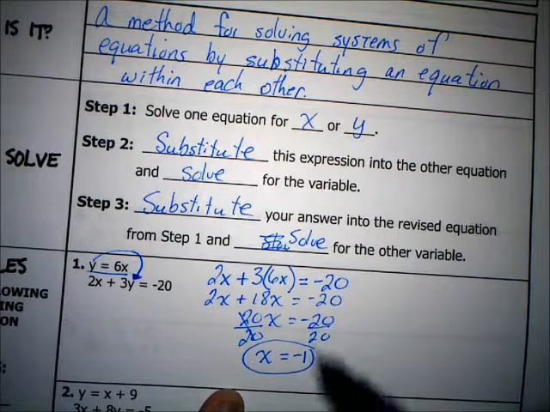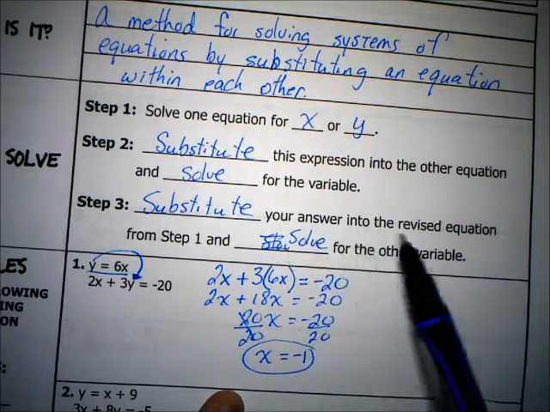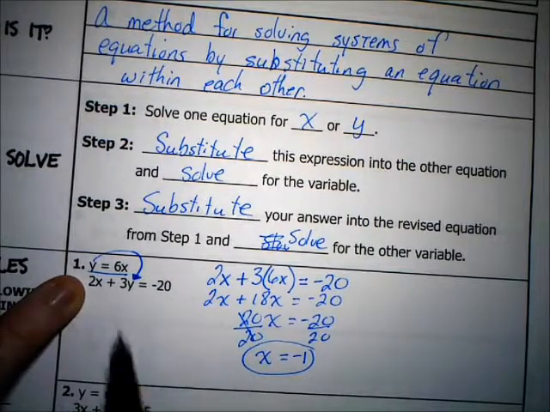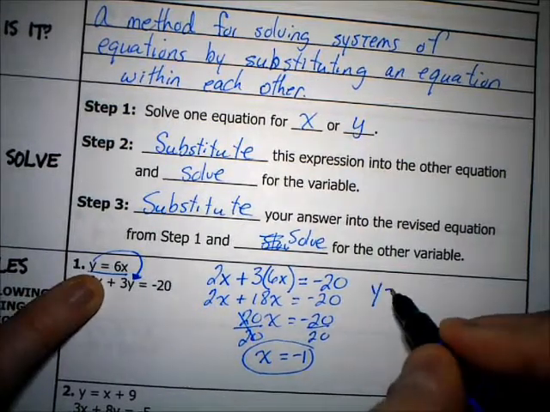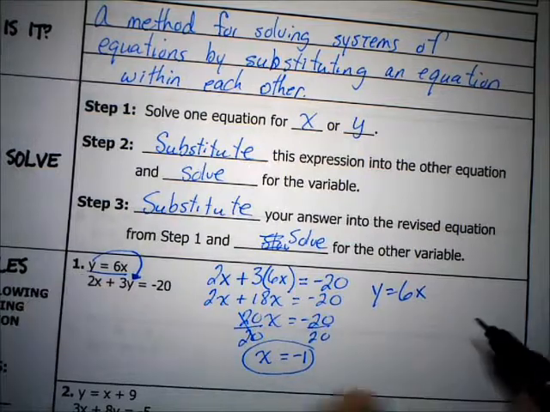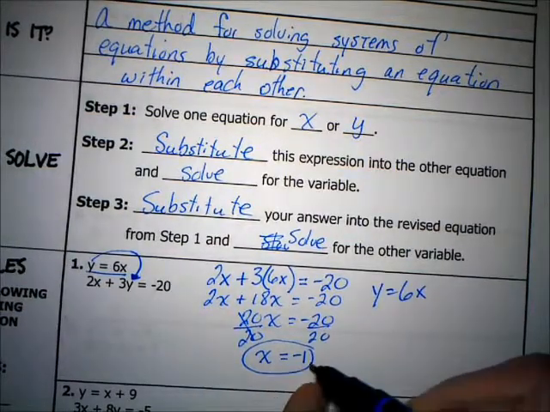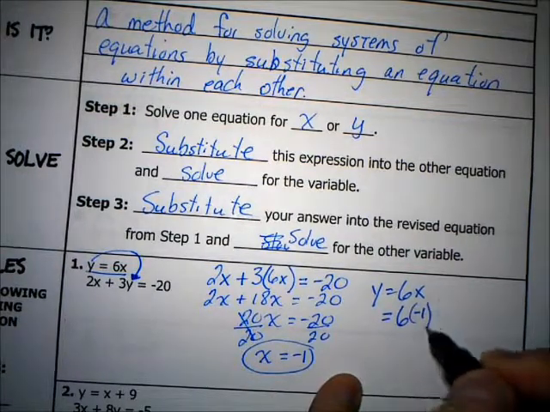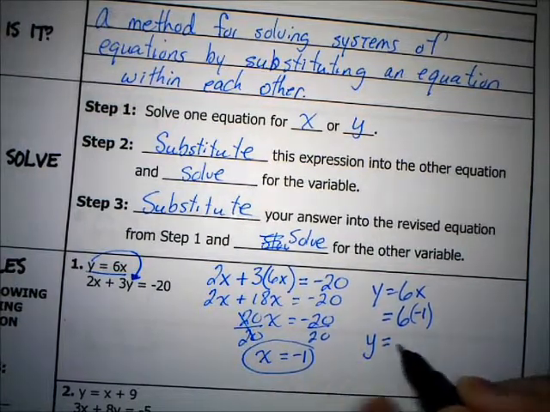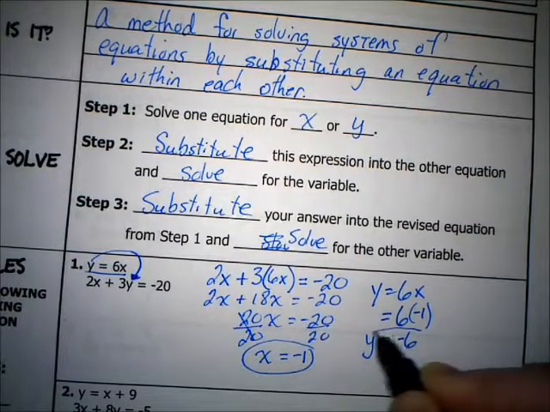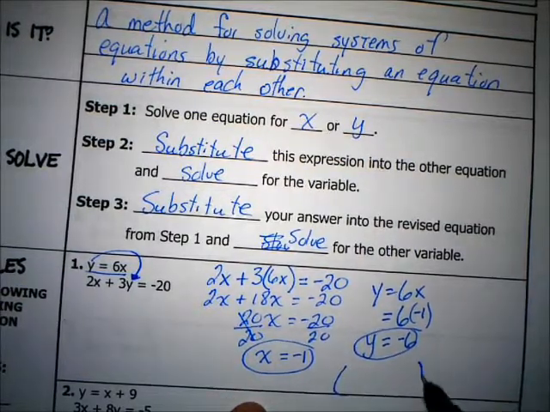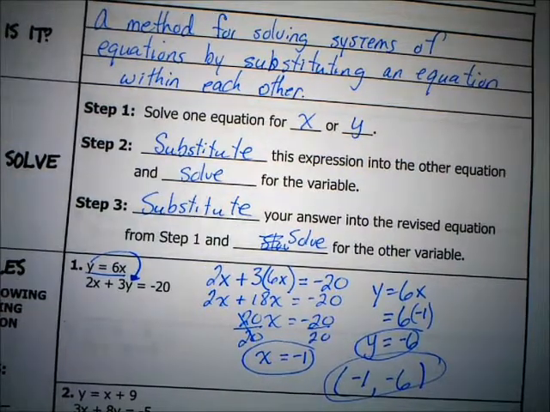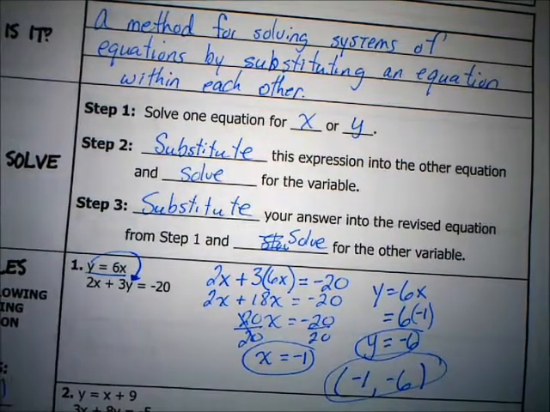But now I have to substitute my answer back into the other equation. So I'm going to go back to this first one here, where I have y equals 6x. I brought it over here. I'm going to replace the x with a negative 1 now. I do multiply it, so here's where I get that the y is going to be negative 6. I put the two things together, and I'll have my solution of negative 1, negative 6. And that is my intersection point for my lines.